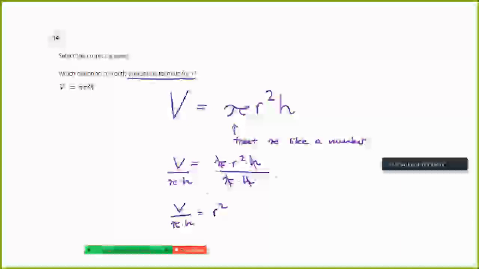Okay, we're not done. We have to get it to say r equals, not r squared. Remember, those aren't the same thing. So we're going to take the square root of both sides. The reason we're doing square root, just remember, square rooting is the opposite of squaring. They undo each other. So continuing here, we've got the square root of v over pi times h, and that equals r.